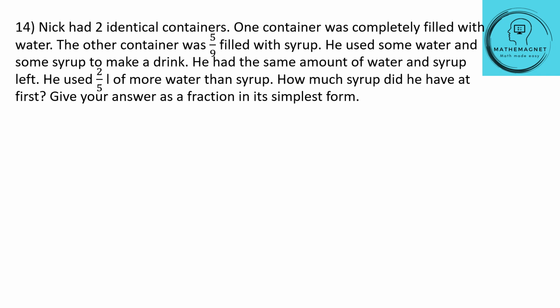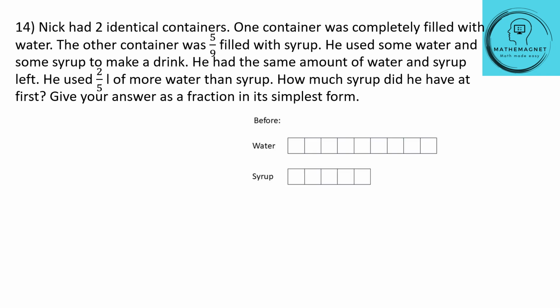Okay. So let us draw this in the form of a bar model. So before, he had one container completely with water. Now since these are two identical containers and we are saying the syrup is 5 by 9, basically we will divide one container into 9 units.